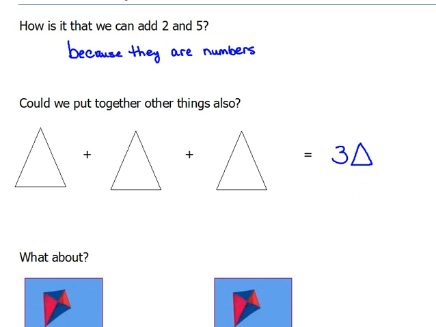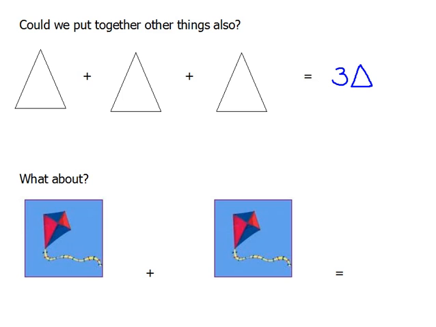Okay. What about something different? Here I have a kite and I have another kite. Could I put those two things together and talk about them as a single item? Absolutely. I could say I have 2 kites, and that would be a true and fair statement, right?